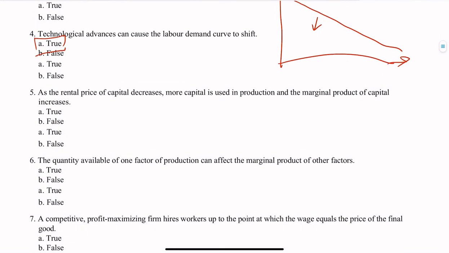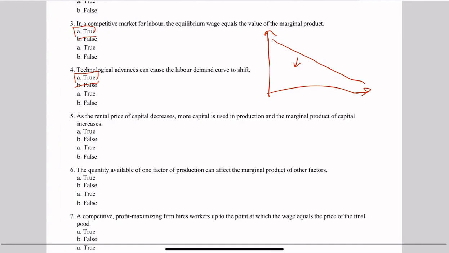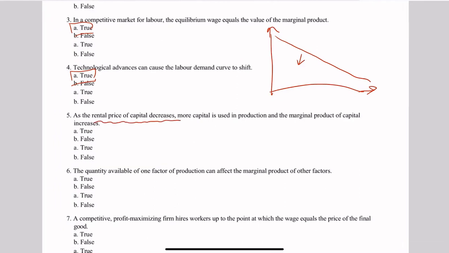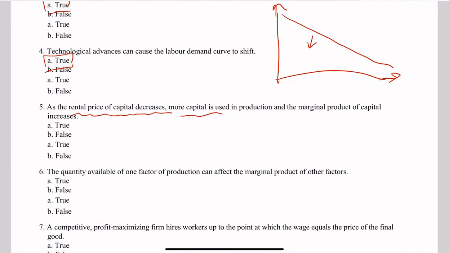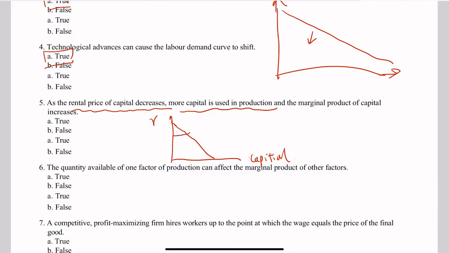As the rental price of capital decreases, more capital is used in production, and the marginal product of capital increases. So first it says, if the rental price of capital decreases, then more capital will be used in production. This one basically talks about the demand curve, and we know that the demand curve for factors, including labor or capital, is downward sloping, right? So if the price decreases, the amount used will increase.